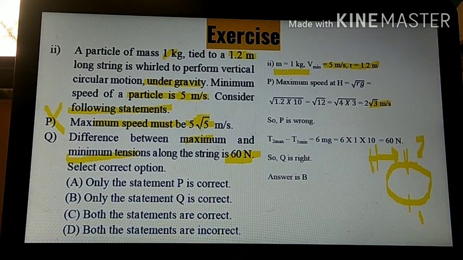Next one. Difference between maximum and minimum tension, its formula is 6 mg. We will be deriving this as well, so don't worry. 6 into m, mass is what? 1, g is what? 10. After multiplying, we will be getting the 60 Newton. So over here you will see that difference between maximum and minimum tension along the string is 60 Newton. So it is right. So B option is right.